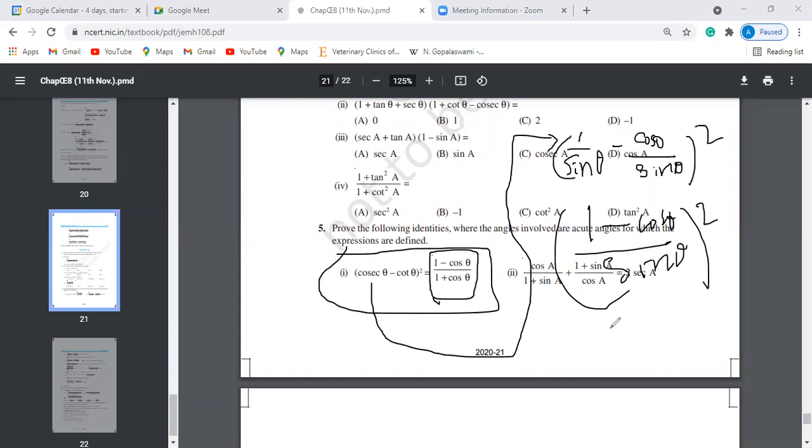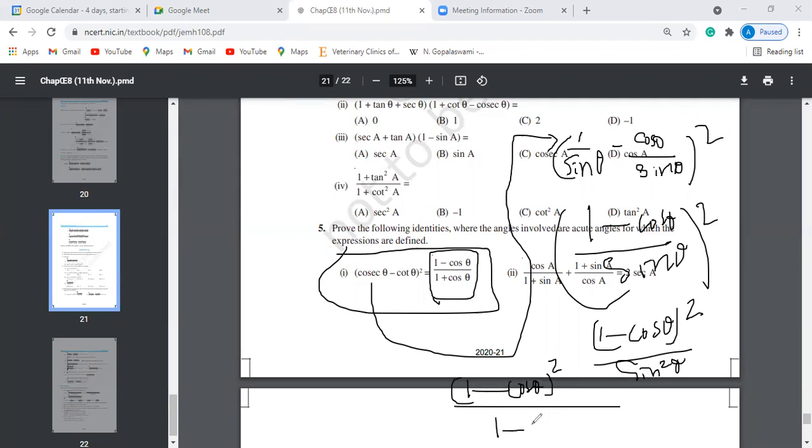So I'm solving here. 1 minus cos theta whole square, correct, divided by sine square theta. So 1 minus cos theta whole square you can keep as it is. And in the denominator you get sine square theta, right? So that is nothing but 1 minus cos square theta, correct? You can write it as 1 square minus cos square theta, because 1 square is 1, so you can write in this way.